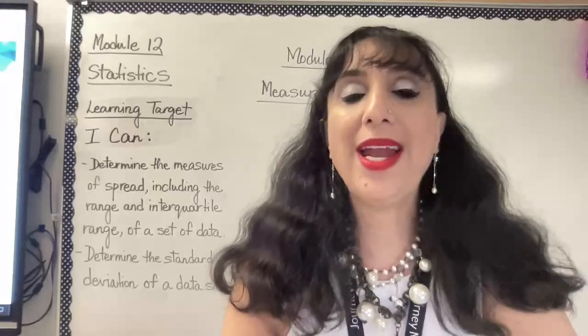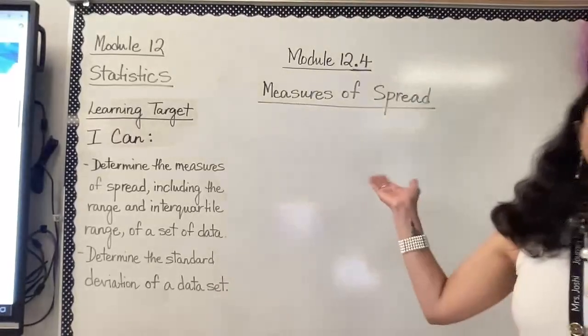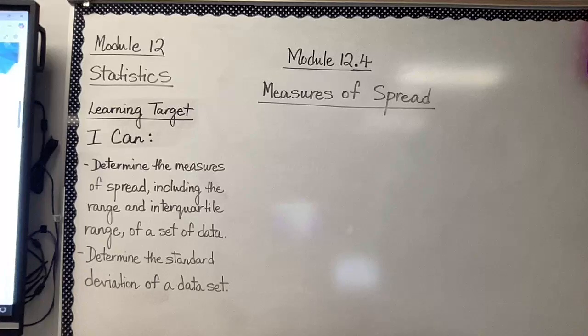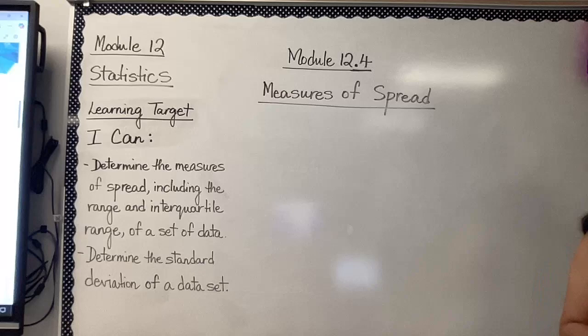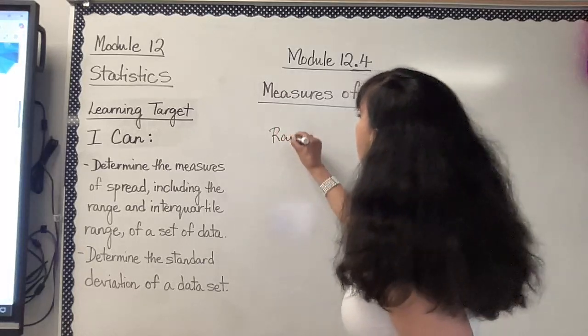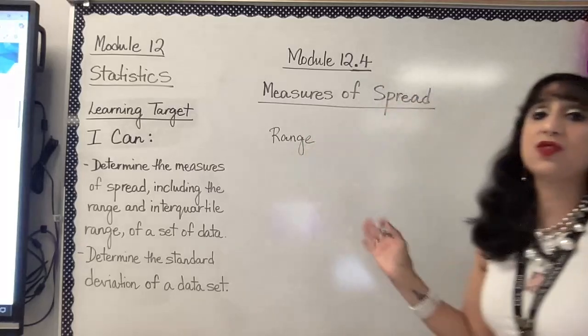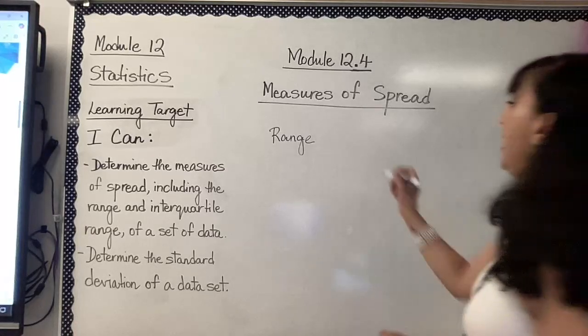Okay, so let's go ahead and talk about what is range and what are the measures of spread that we are talking about. You know, statisticians use measures of spread or variation to describe how widely data values vary. And one such measure is the range. Okay, the range. And what is range exactly? It is the difference between the greatest and the least values in a data set.